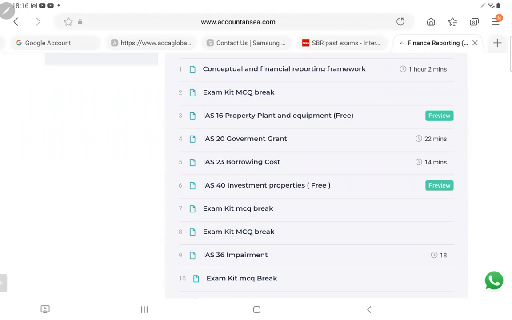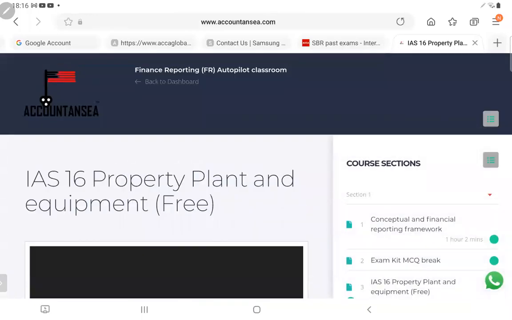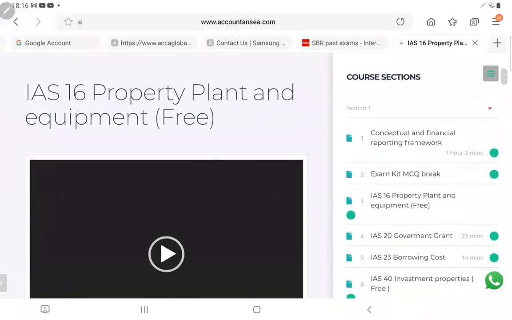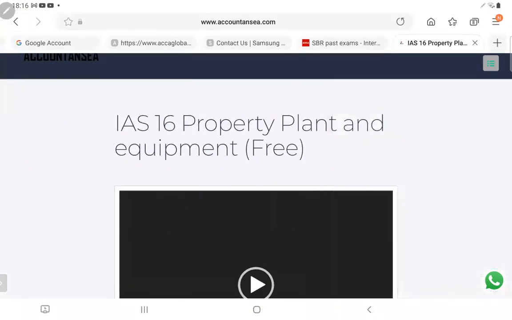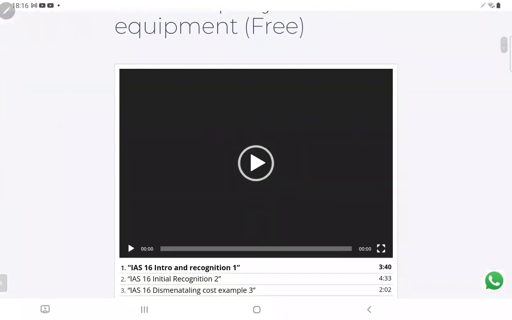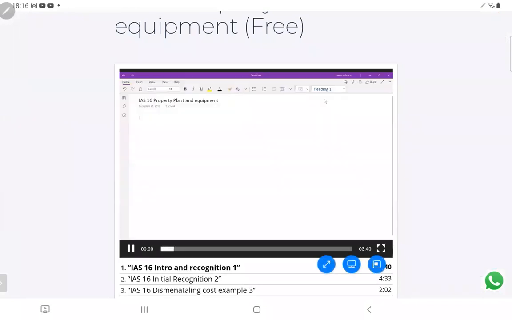If you want to watch the free lesson, what you need to do is click on the free lesson over here, like this. Straight away, then close that menu bar to open the video, and see the video is loading and it's opening at your end. That's how it will operate.